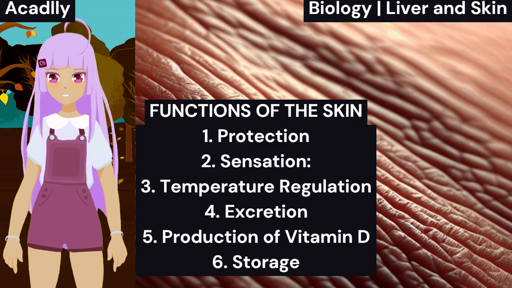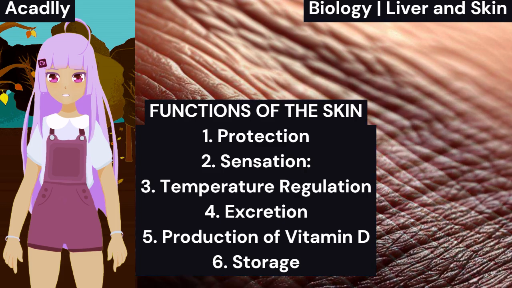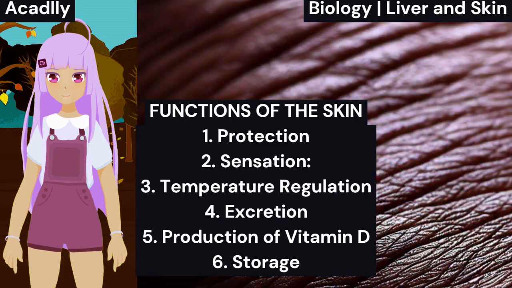2. Sensation. The skin contains receptors that sense heat, cold, touch, and pressure, allowing us to perceive and respond to stimuli. 3. Temperature regulation. The skin helps regulate body temperature through vasodilation and vasoconstriction, sweat production, and adjusting hair position. 4. Excretion. The skin eliminates excess water and nitrogenous waste, urea, from the body through sweat.